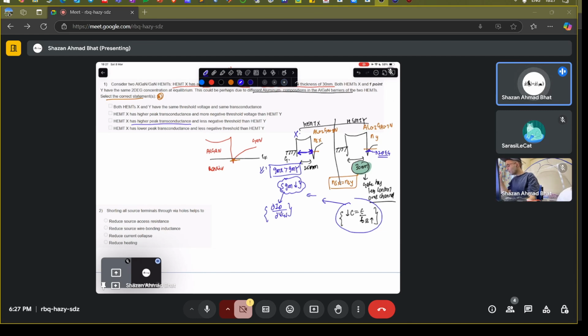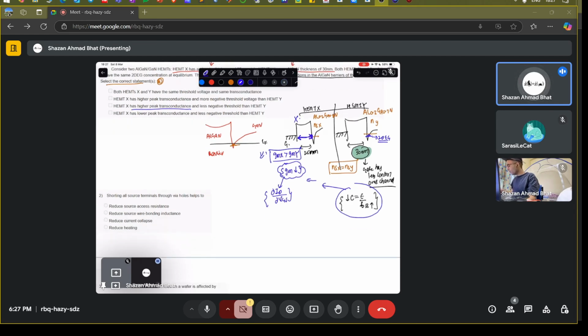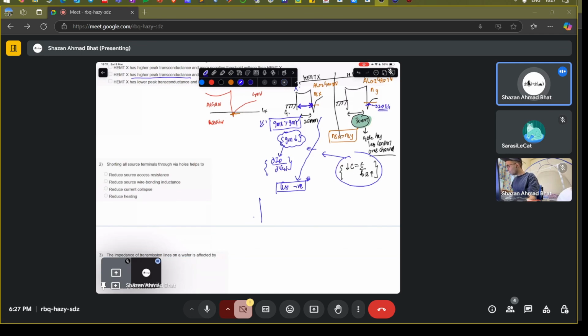And it has less negative threshold voltage than HEMT Y. Now, why would this have less negative threshold voltage? Let's see whether this option works or not. Less negative threshold voltage means that you have to apply lesser voltage in order to pinch off the channel. If this is the drain current versus VDS characteristics, with VGS increasing in the negative direction, let's say this is -1 gate voltage, this is -2, -3. So as you go down, the channel pinches off, the channel turns off.